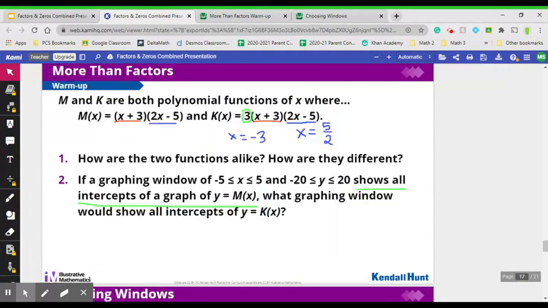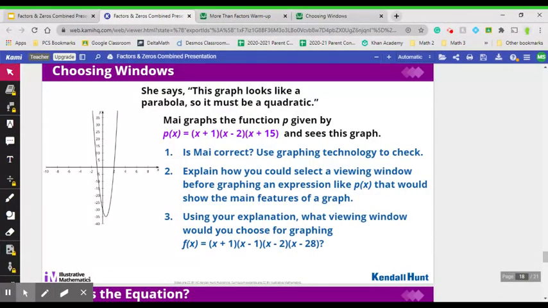Moving to slide number 2, a little bit more of a discussion on choosing viewing windows, which is always easier in Desmos. We have this girl, Mai, in her class. She's saying that the parabola p of x, which you see to the left, looks like a parabola, and so that means it must be quadratic. If we look at this function, just based on the viewing window they have there, it seems to be correct. So let's look at Desmos to see if she really is.